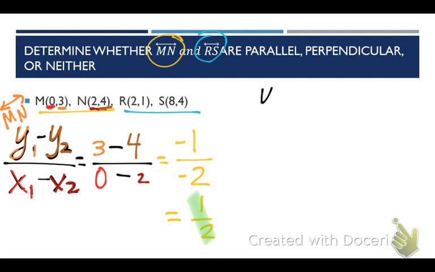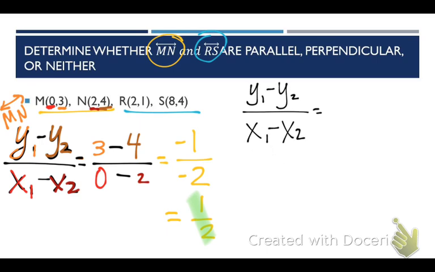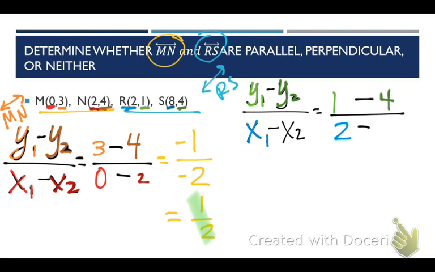Find the slope of the other. So same thing, y1 minus y2 over x1 minus x2. So remember that we're finding the slope of RS now. Okay, so we're using these 2 points. So what's my first Y? 1. And then my second Y? 4. My first X is 2. I agree. And then my second X, 8.